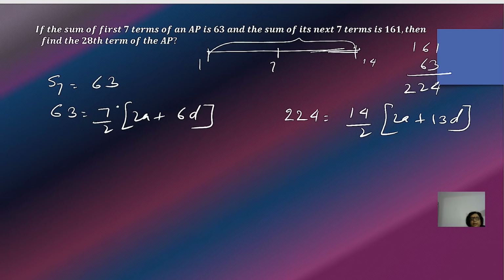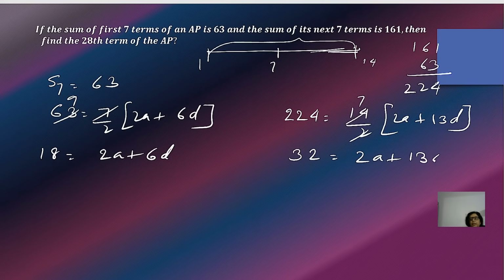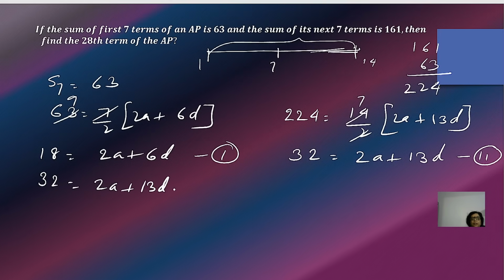Now if we simplify this, we get here 7 nines, so 18 is equal to 2a plus 6d. And here if we simplify, we get here 7 3s are 21, 7 2s are 14, 32 is equal to 2a plus 13d. So now we are getting two equations over here. We'll write one equation below the other, and solve these two equations to get the value of a and d.